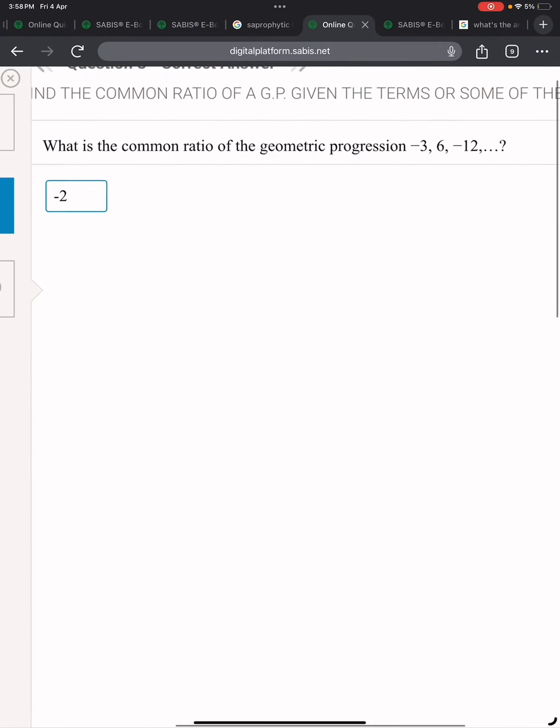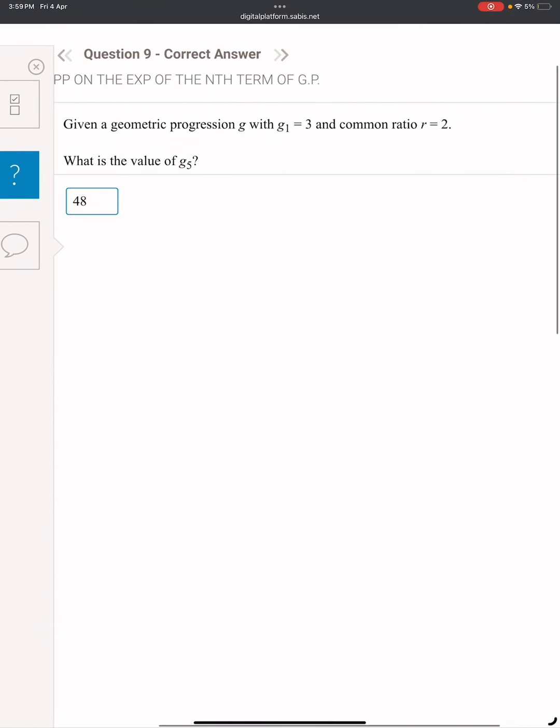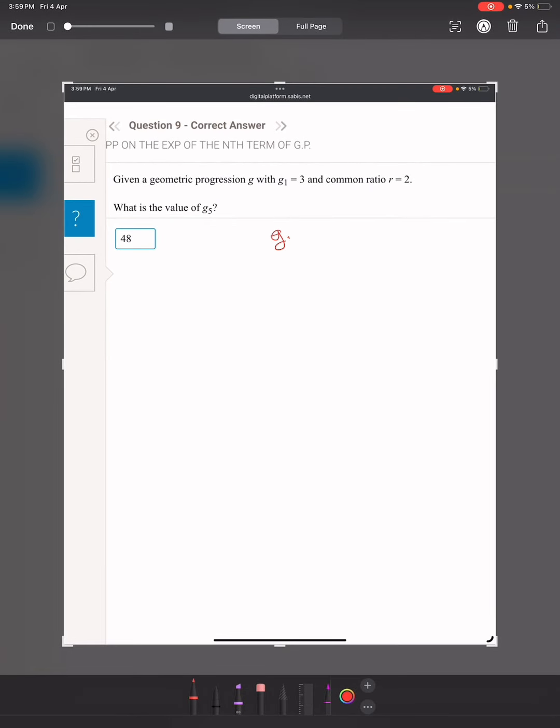When they ask for the common ratio of the geometric progression, all you have to do is the second number divided by the first number. So 6 divided by -3, which is just -2. The geometric progression of any term is this: gn equals g1 or a1, whatever, times r to the power of n minus 1.